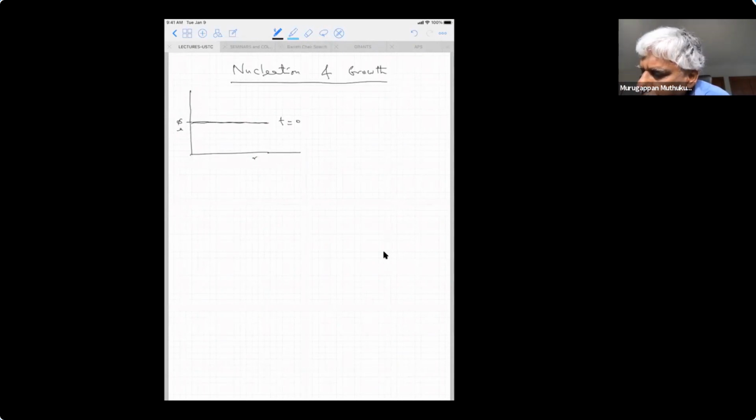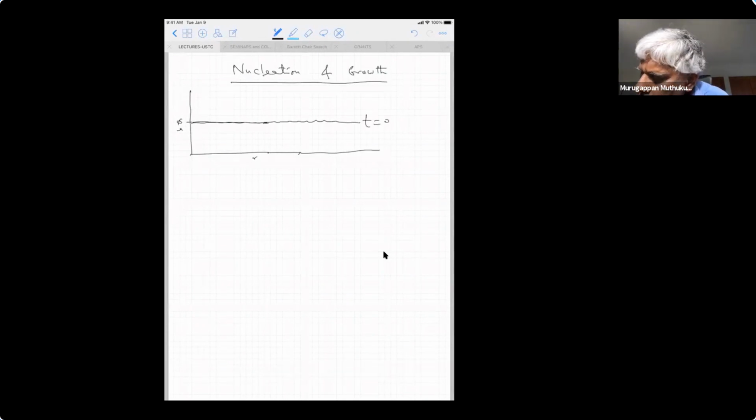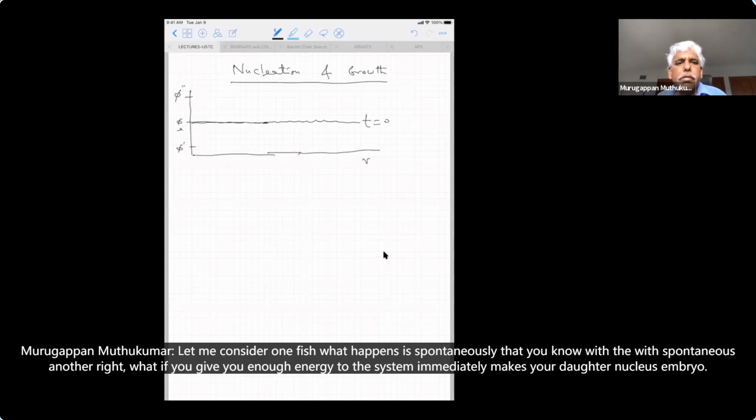Maybe I'll make it longer. This is T equal to 0. This is R. Oops, sorry. Right? Now, in this mechanism, as soon as I quench, this is my equilibrium value, phi double prime, and this is phi prime. Let me consider one phase.